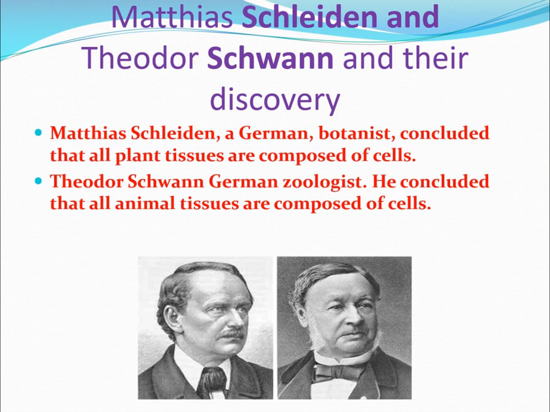So Theodor Schwann concluded that all animal tissues are composed of cells. He also published that animal tissues are composed of cells, and so I think the contribution of Schleiden and Theodor Schwann is very much clear to you. So let's move to the next slide.